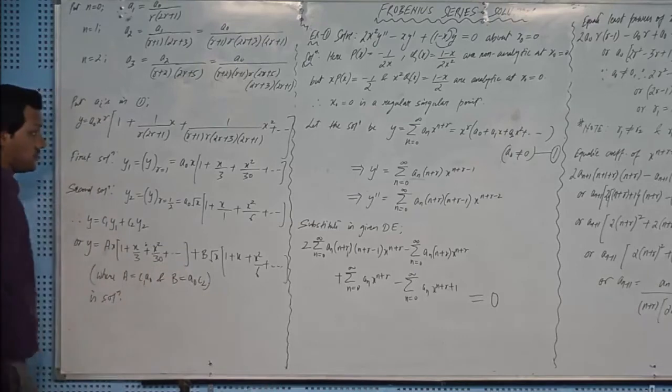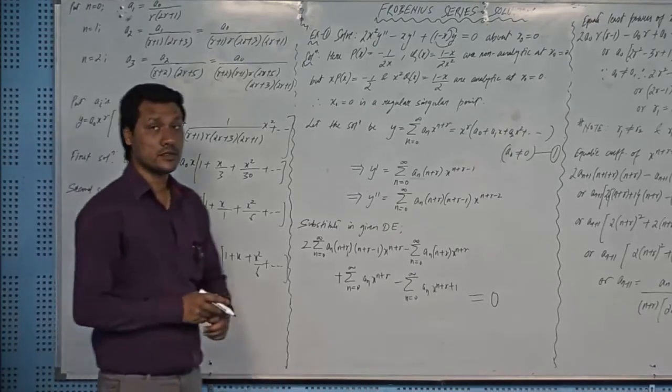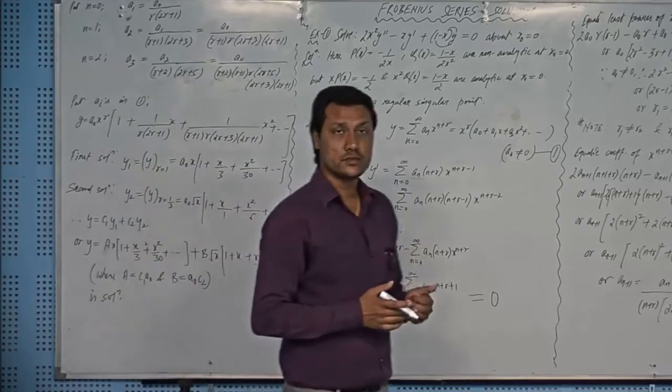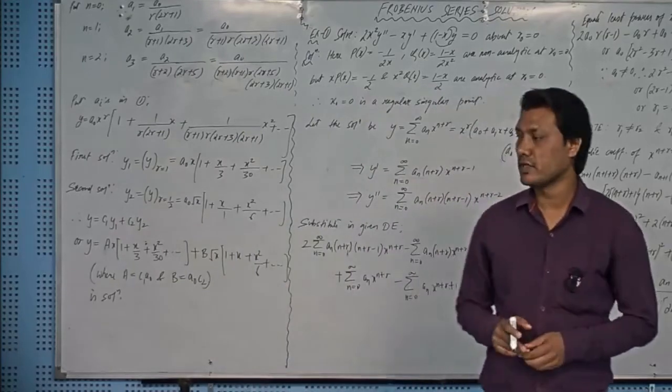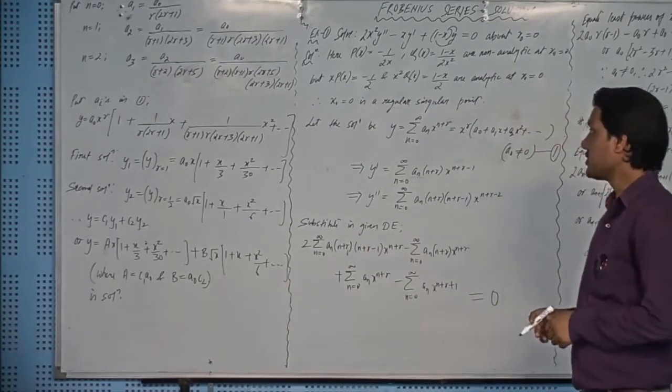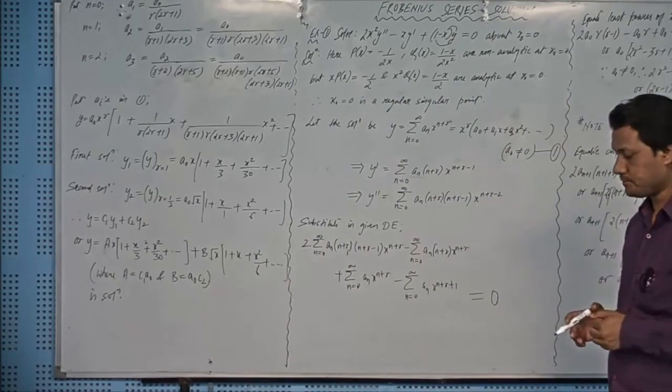Okay, so this was an example which was having two distinct roots differing by a non-integer value. Now I will take another example in which I will be having equal roots, right?